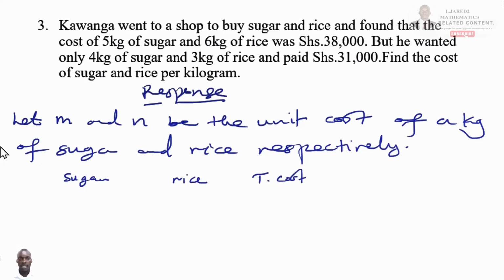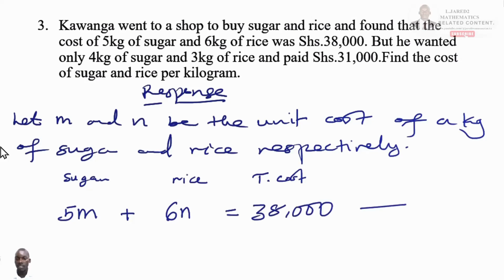So it says that Kawanga went to a shop to buy sugar and rice and found that the cost of 5 kilograms of sugar, so we have the 5 kilograms of sugar multiplied by the cost of each, then plus the 6 kilograms of rice, so plus 6 multiplied by the unit cost of rice, which is N. It costed him, so equals to the 38,000. So this now becomes our first equation.